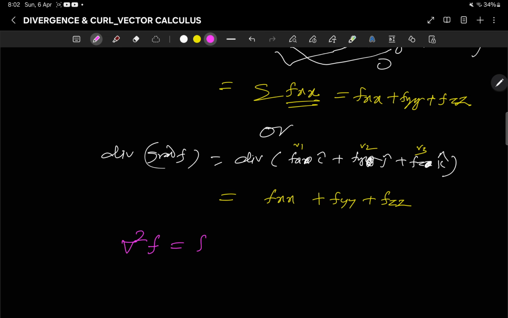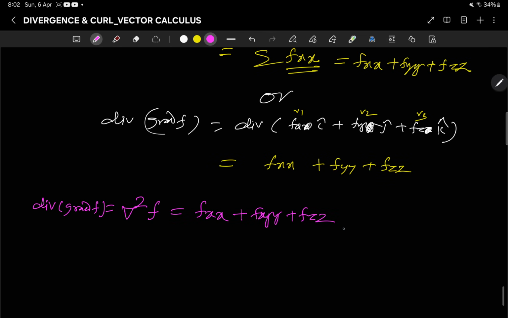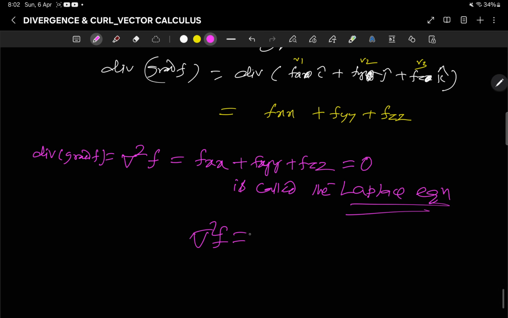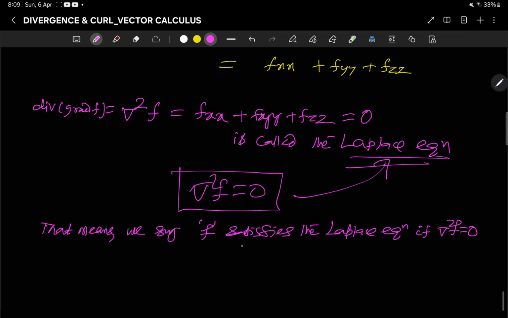Now you note that here we have del square f. What do we get? Del square f is fxx plus fyy plus fzz. Here div of grad f gives us this. Once this is equal to 0, then we say f satisfies the Laplace equation. It is called the Laplace equation. That means del square f is equal to 0. We say f satisfies the Laplace equation if del square f is equal to 0.